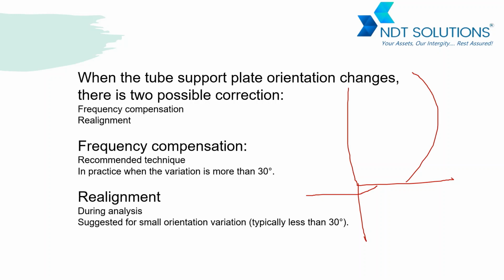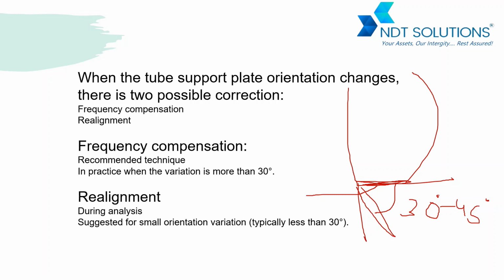Our first baffle is coming in this range, and at another tube it is coming in this range. If the variation is 30 degree, then we need not do the frequency compensation. But if it is beyond 30 to 45 degree, then we need to do frequency compensation.